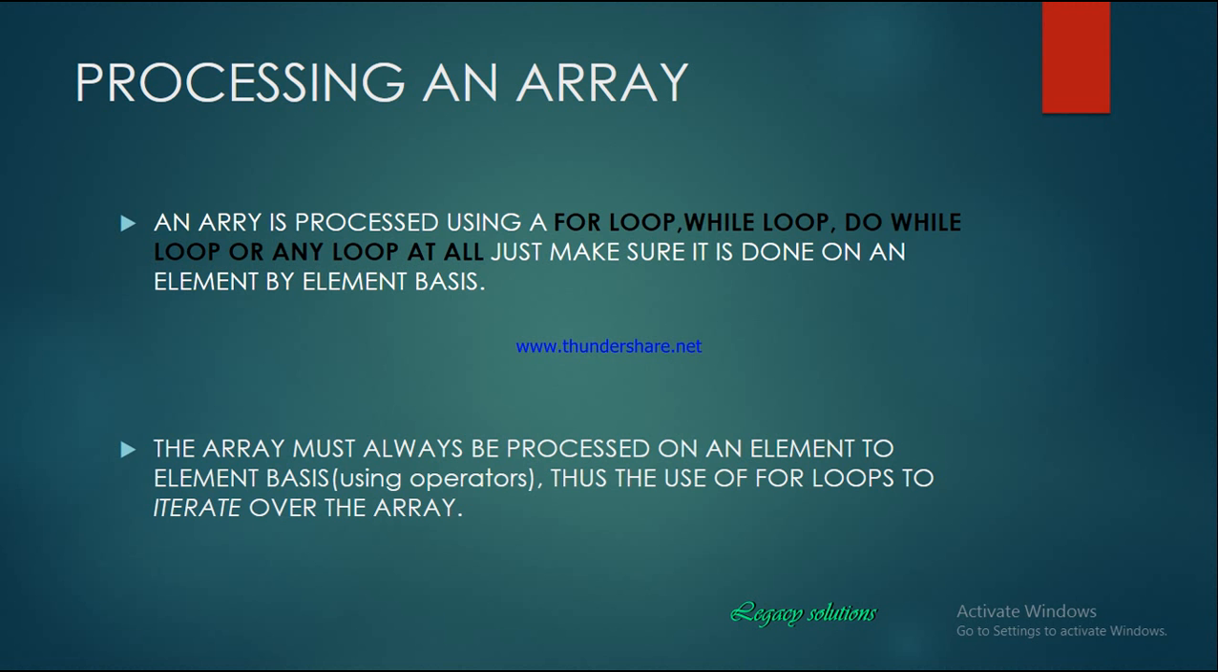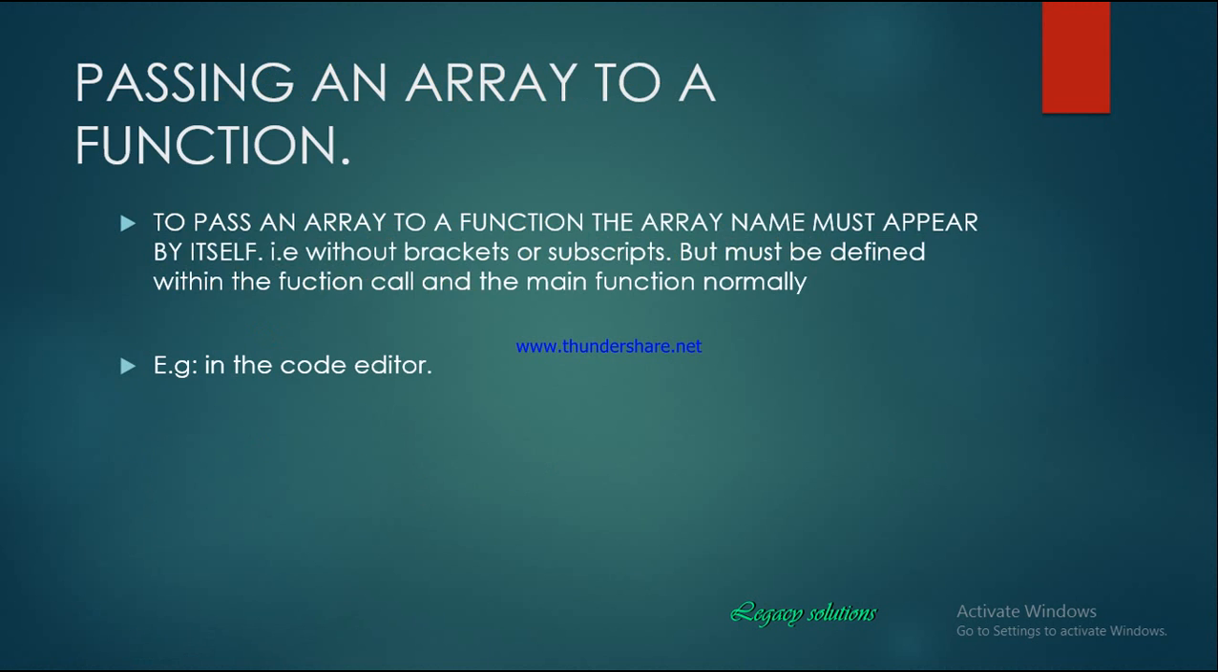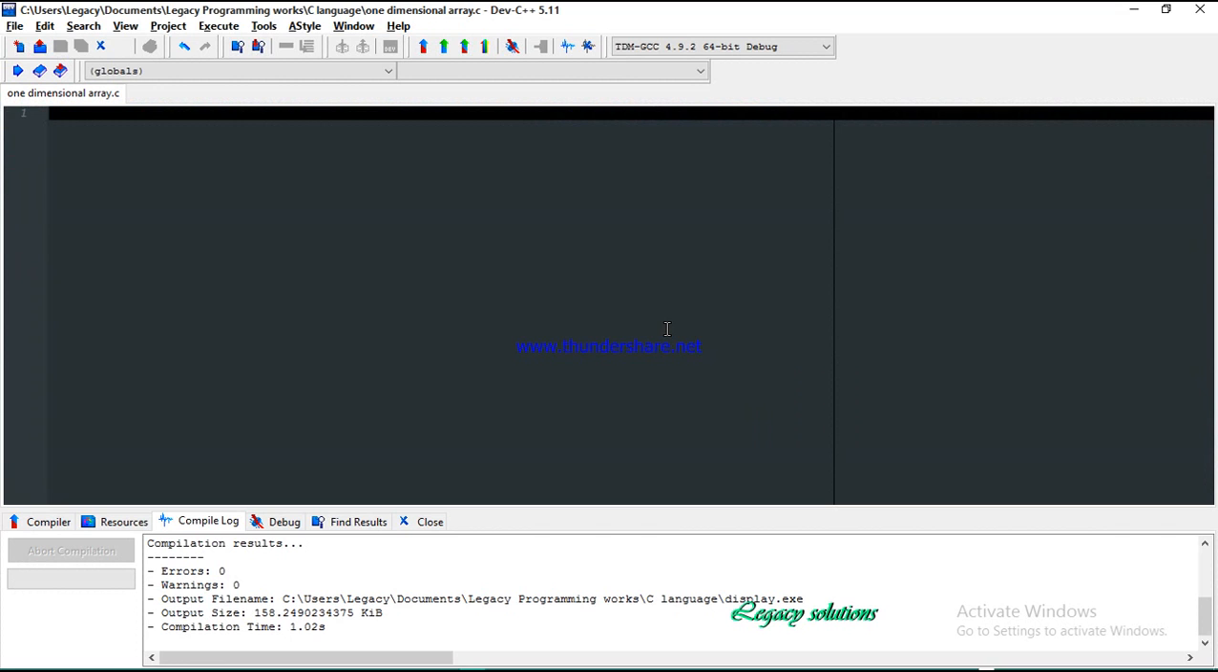Now, to pass an array to a function, the array name must appear by itself without brackets or subscript. It must be defined within the function call and the main function. Normally everything will be shown in the code editor as we go into the main business of the day. Alright, here's our code editor and we can kickstart.